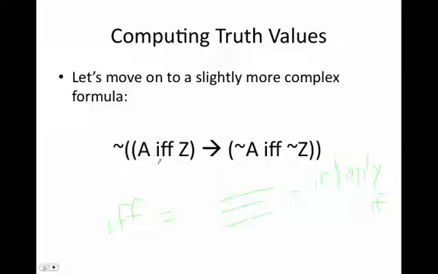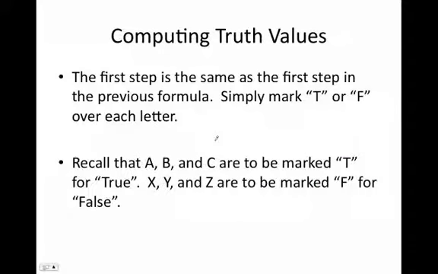Take a look at it and scan it first. It's got several different operators. It's got a negation, it's got a biconditional, and it's got a conditional. So we've got three different sentential operators that we're dealing with in this sentence. So you're going to have to know the rules for three different sentential operators. But hopefully you've memorized it by now. Alright, well, the first step in figuring out the truth value of this compound formula is the same as the first step in the previous one. Simply mark T or F over each letter.